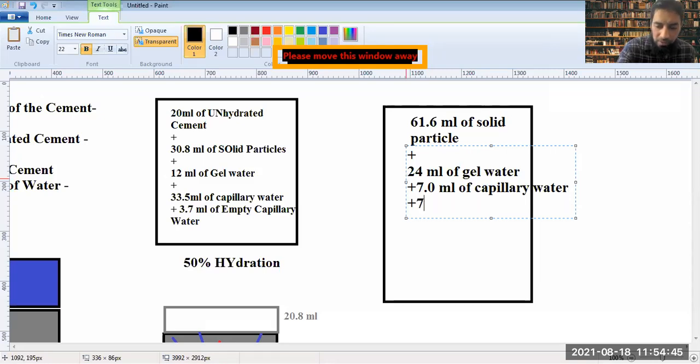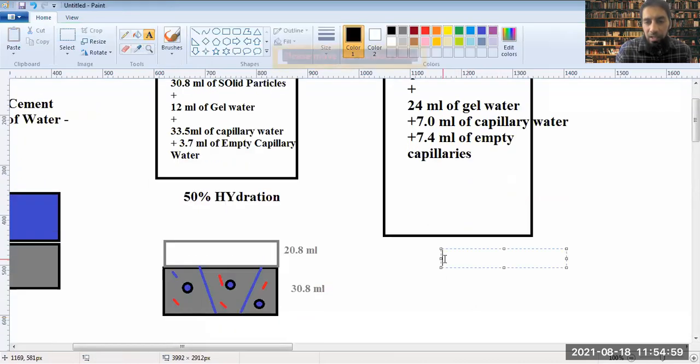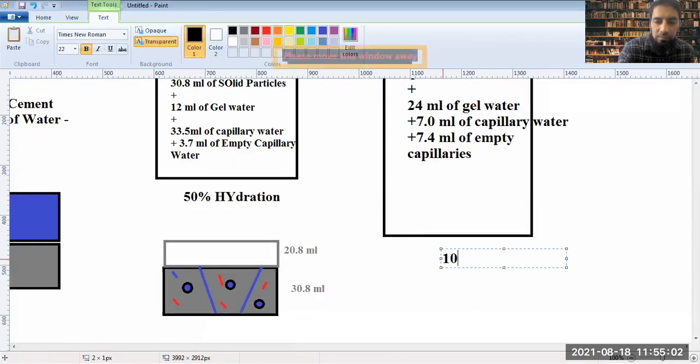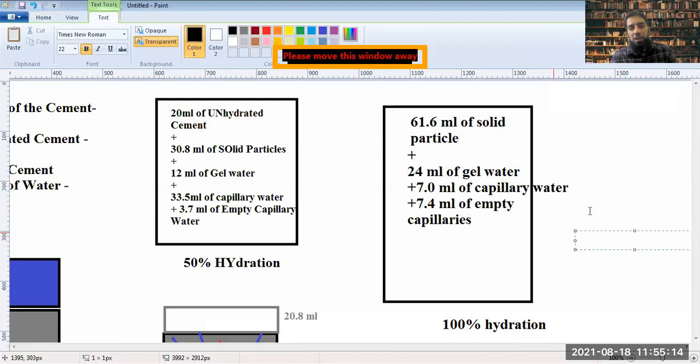And then you have 7.4 ml of empty capillaries or pores. So this is at 100% hydration, when 100% hydration has been completed. In reality, 100% hydration in cement is not achieved even after years. So that's a projection here.